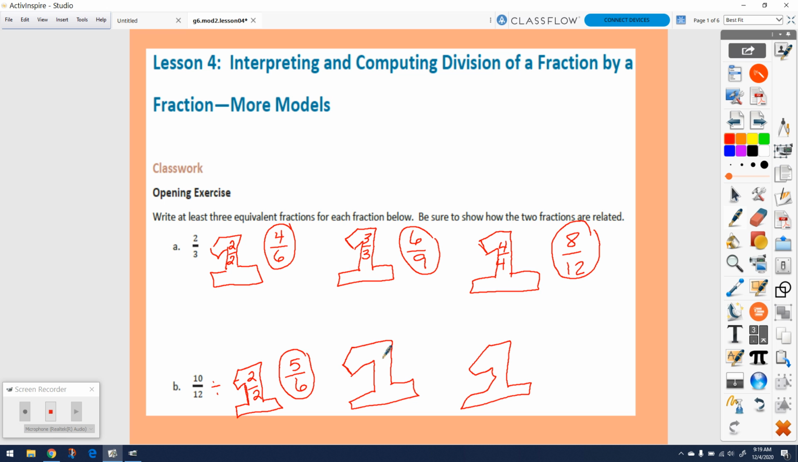Now I could use my 2 over 2 again, but this time I could multiply it by 2 over 2. So 10 times 2 is 20, and 12 times 2 is 24. So that works also. And let's just pick another one. I can just do 5. 5 over 5 is the same thing as 1. 10 times 5 is 50, and 12 times 5 is 60. Pretty easy.